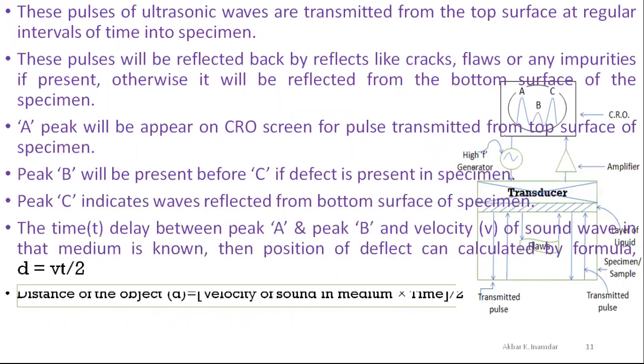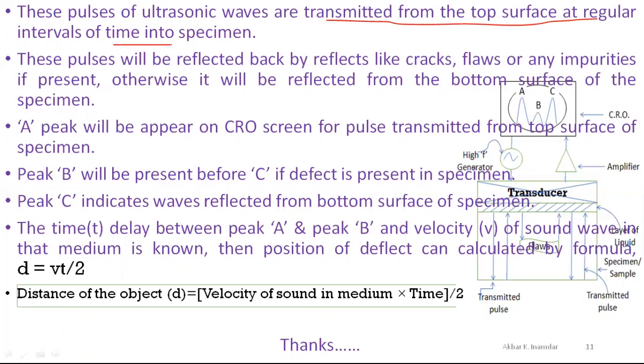Here, the ultrasonic waves are sent into the sample, transmitted from the top surface of the material at regular intervals of time to inspect the specimen or sample. These pulses will be reflected back by cracks, flaws, or any impurities present in the sample. Otherwise, the waves are reflected from the bottom surface as the boundary changes.